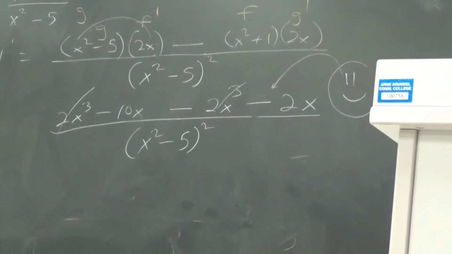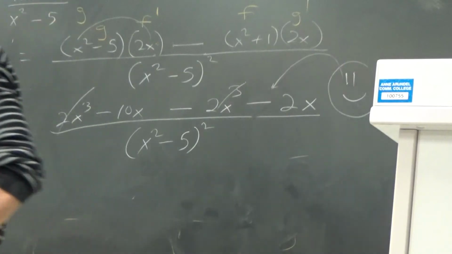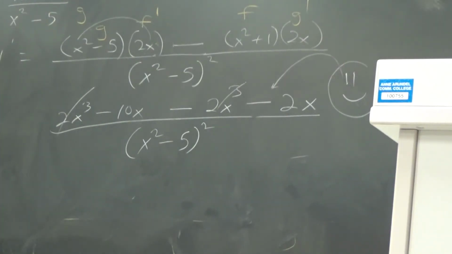Should I FOIL that out? Should I expand that? Never. Never, ever. Hey, if the denominator had an x squared minus 5 squared, you square that, you get x squared minus 5 to the fourth, right? Cool. Hey, is that okay with quotient rule? Good.